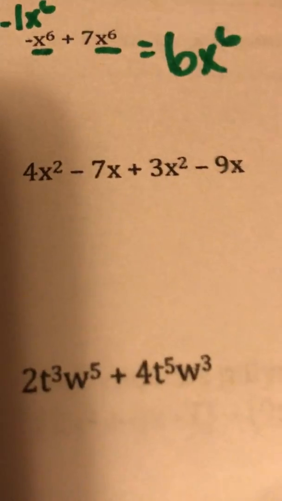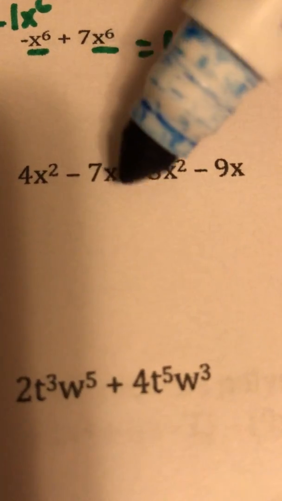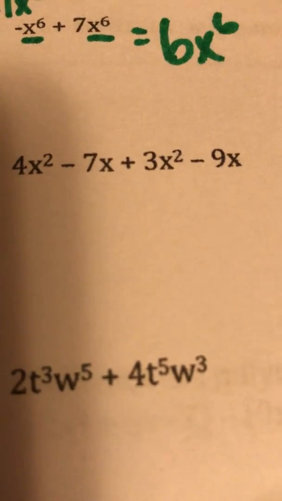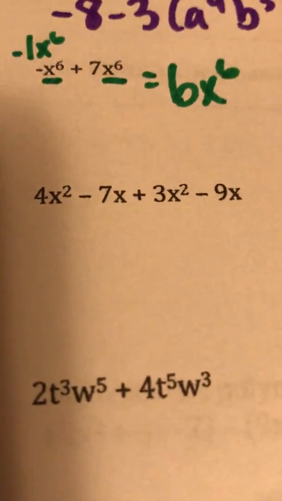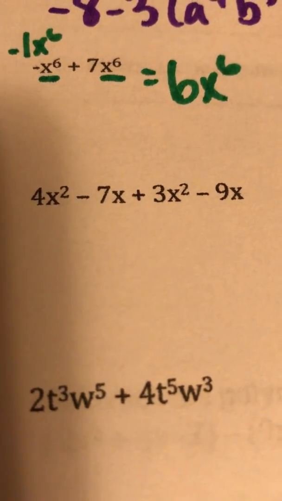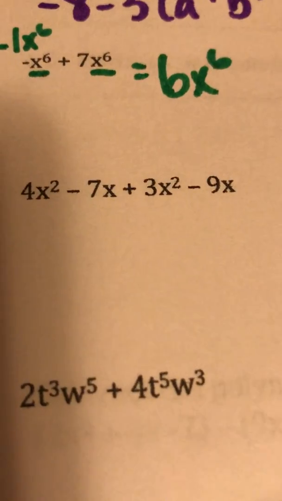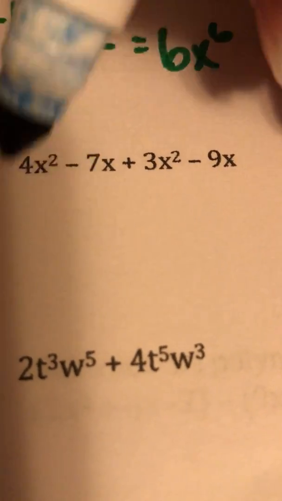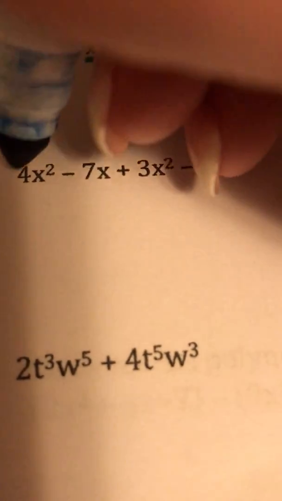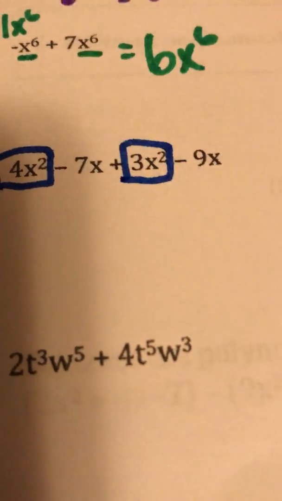Here we have, this one looks kind of like a mess, huh? 4x squared minus 7x plus 3x squared minus 9x. If you have something written like this, remember, first of all, we said that polynomials are going to be written from the largest degree term to the smallest degree term. So if we have x squared and we have x, we know we're going to write our x squareds first. Now I see that we have x squared here and we have an x squared here.